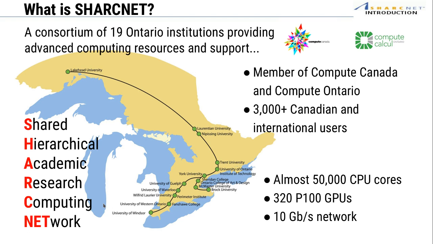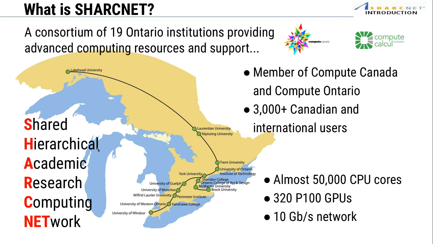SharkNet is one of the 7 consortia covering the whole of Canada. There are 3 of these in Ontario: SharkNet, SciNet, and CAC. We are all members of Compute Canada. This is the umbrella organization. And in Ontario, we are also members of Compute Ontario.